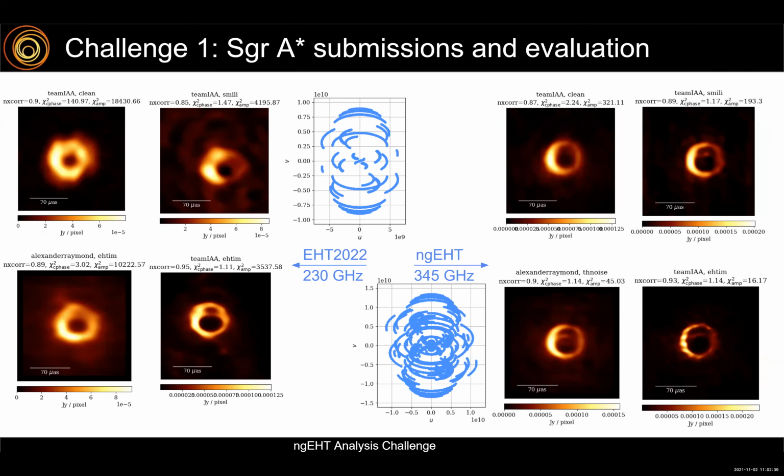And then here are the submissions, or some of the submissions we got for Sagittarius A*, and this was aimed at reconstructing the black hole shadow, which all reconstructions do. And we see a clear improvement when we go from the EHT 2022 at 230 gigahertz to the ngEHT at 345 gigahertz, where in addition to the extra baselines, we get a significant improvement in the resolution here. And there indeed we see that you get very nice sharp images of the black hole shadow.